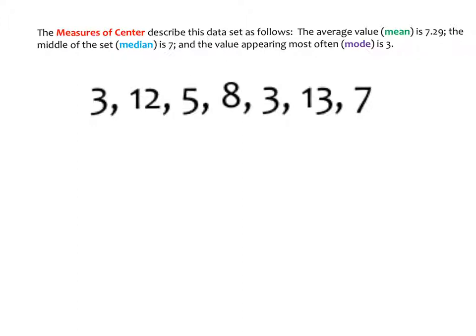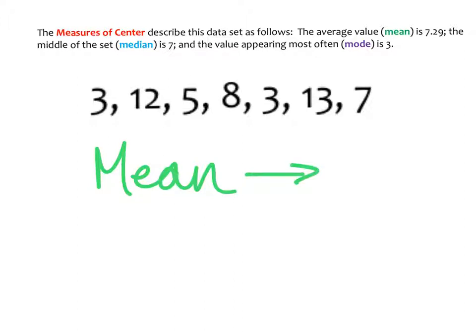So when we were asked to describe the set of data using its measures of center, we described the data like this. We said, first of all, the mean or the average number of hours that these particular 7 people play Fortnite each week is 7.29 hours. That's the average amount of time spent playing.